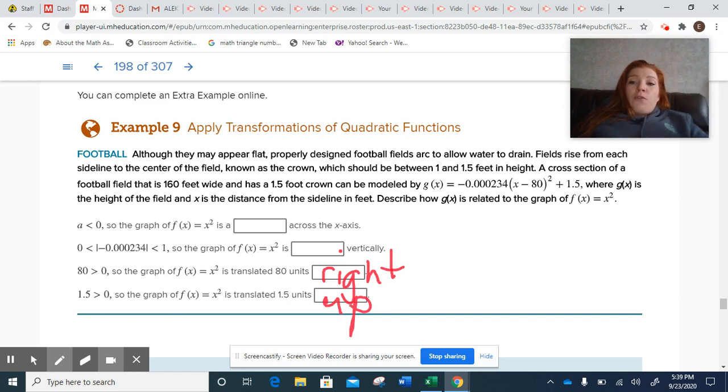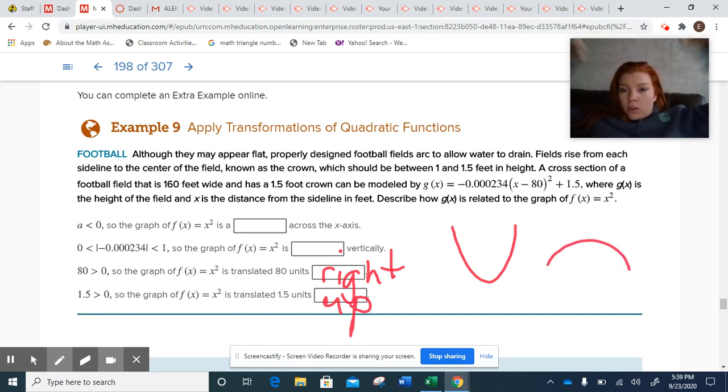Now let's worry about the negative sign as well as that decimal that's in the front. The negative sign in the front means that we flipped our parabola from that to that, which makes sense because if you had a football field that looks like this, all the water would go to the middle. So we have a reflection across the x-axis to make it a sad parabola.